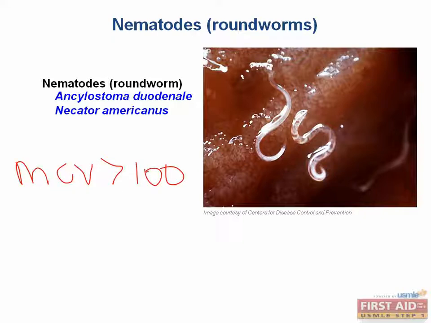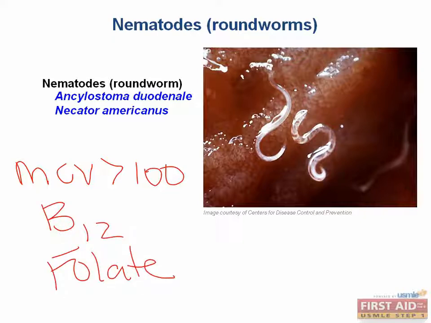And what are the two most commonly tested causes of macrocytic anemia? Well, that would be vitamin B12 and folate deficiency. Cool, so they both cause macrocytic anemia. But what is the one key difference between them that you must know? One affects the neurological system.